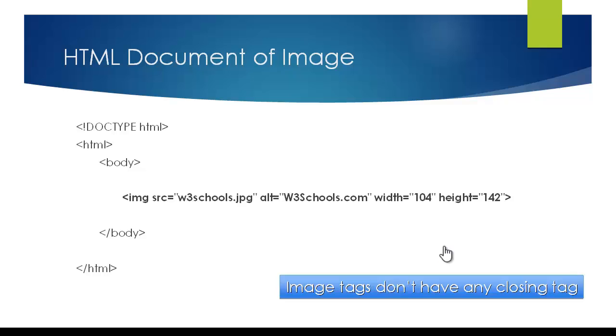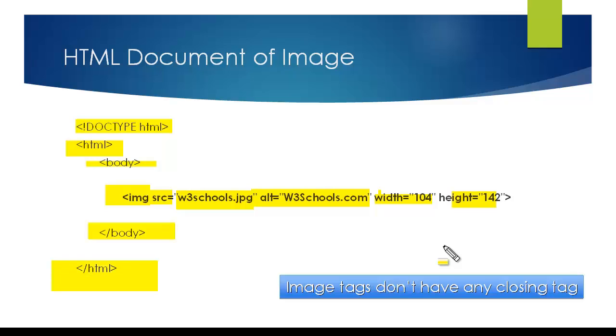First we use doctype HTML, then HTML, then body, then img for the image tag, src for source and the source of the image. So I'm using w3schools.jpg, it's a website actually. Then alt for alternative text. If this image doesn't load or gets crashed, then this text will appear, and then the width of the image and height of the image. Then our body is closed, and here our HTML is closed.